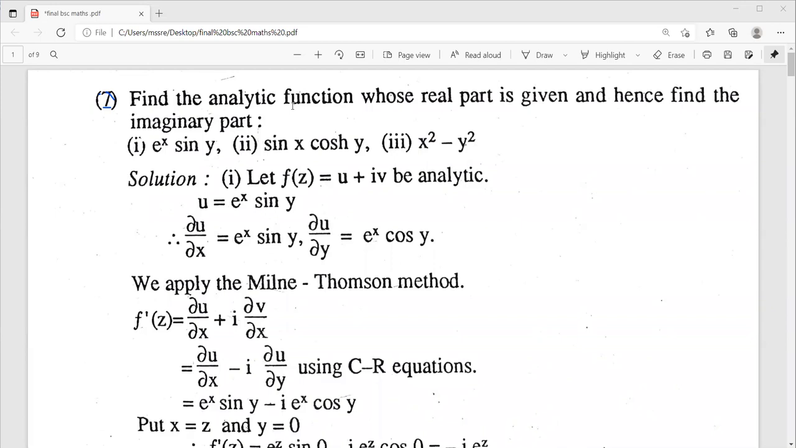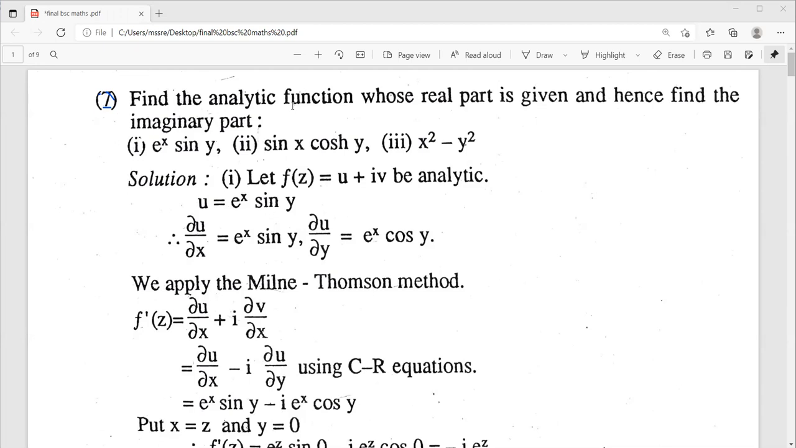After finding the real part, using that, you have to find the imaginary part, because in the question we have "hence find". Hence find implies using the result obtained after real part, you must obtain the imaginary part. First problem is e raised to x sin y. Here real part is given. Suppose f of z is u plus iv. The real part u is given. That is, u is e raised to x sin y.